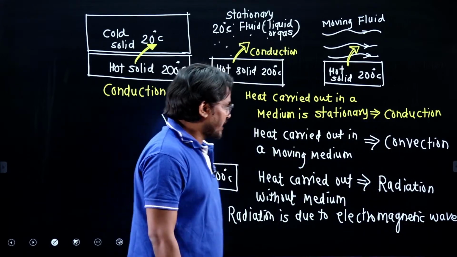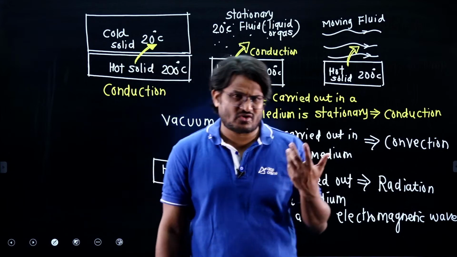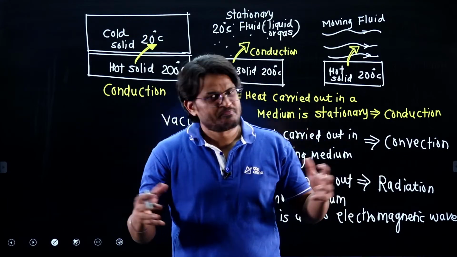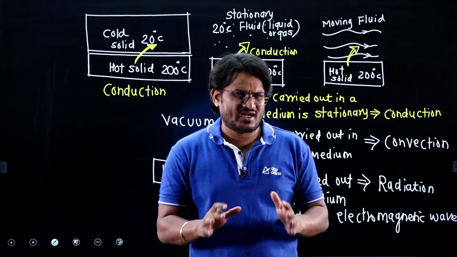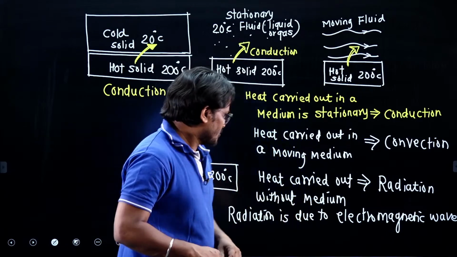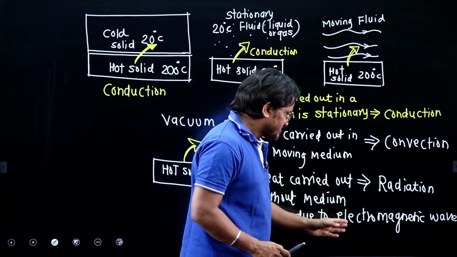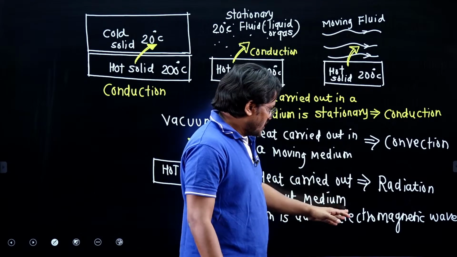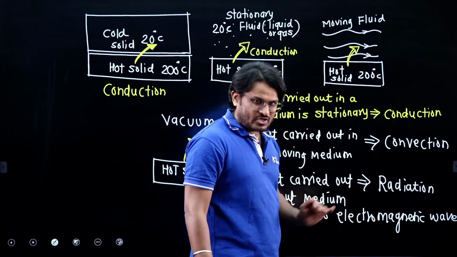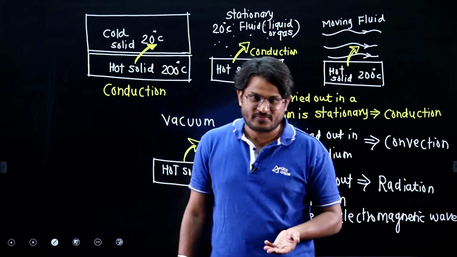So radiation is due to electromagnetic waves. Electromagnetic waves involve an electric field and a magnetic field due to fluctuations, you have an idea, right? So an electromagnetic wave is what happens in radiation. If the energy is carried by the electromagnetic wave, then it is called radiation.